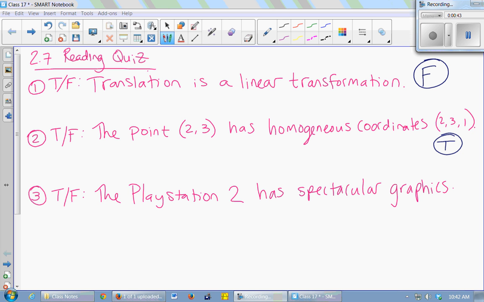And true or false, PlayStation 2 has spectacular graphics? No correct answer. I will accept either answer. True or false? Give yourself credit.